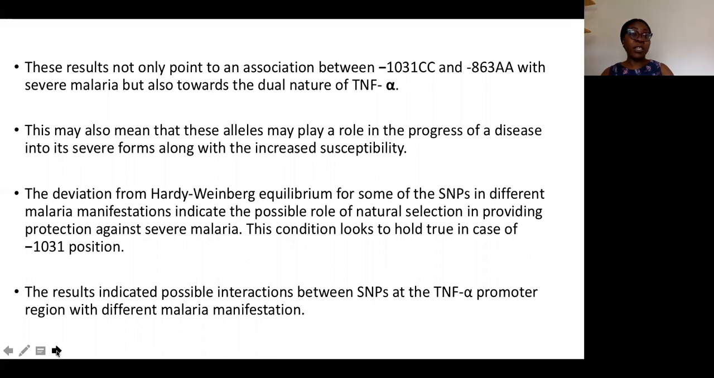We also observe a deviation from Hardy-Weinberg equilibrium for some of these SNPs in different clinical manifestations. And this indicates that there is a possible role of natural selection providing protection against severe malaria, as I explained. And this particularly holds true for mutation at codon 1031. Our results indicated possible interaction between single nucleotide polymorphism and tumor necrosis factor alpha at the promoter region, in children with different clinical manifestation.